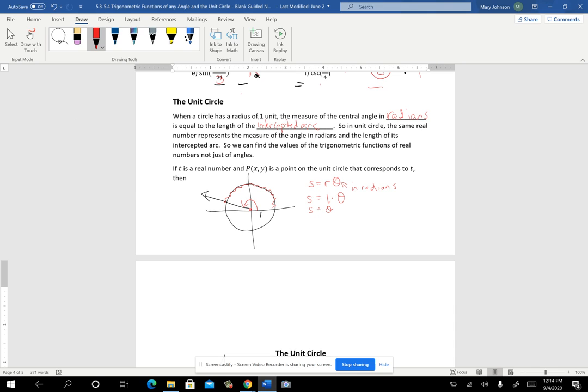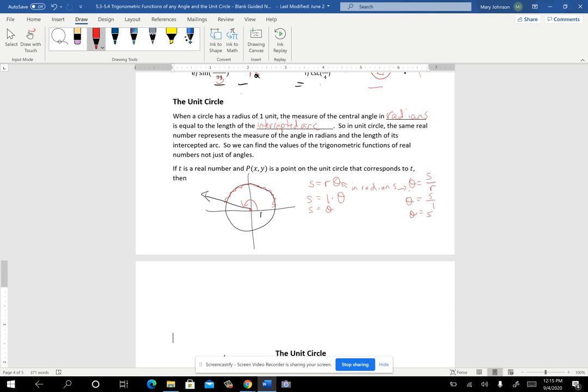Right? Another way to think about it that might actually make more sense to you is to think about theta in radians as being defined as the length of the arc in terms of how many radiuses it is. So whatever the length of the arc is divided by r. So you see, if the radius is 1, then theta is the same as the length of the arc.